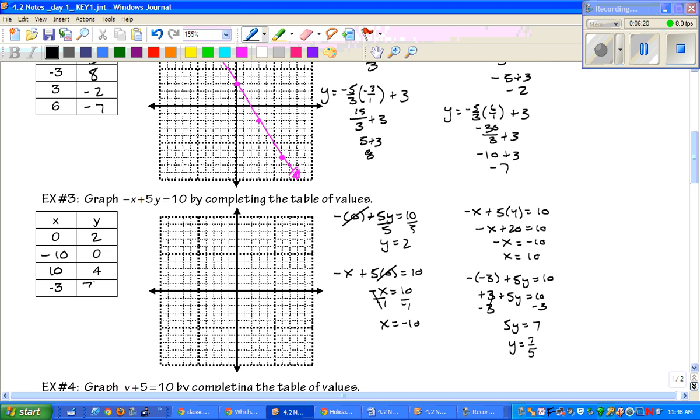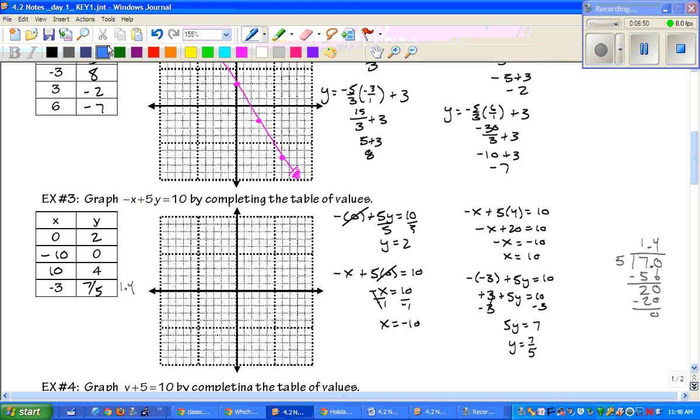Okay, so we would write 7 over 5, but when we're graphing that, we kind of need to know where that's at. So off to the side, we're going to do 7 divided by 5. 5 goes into 7 one time. Subtract. Bring down the 0, and 5 goes into 20 4 times. So this is really saying about 1.4.